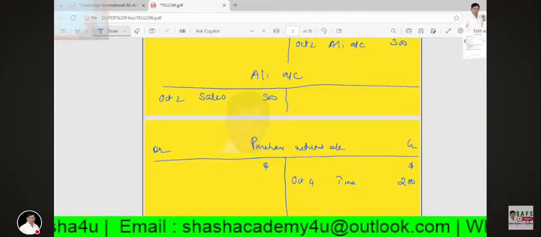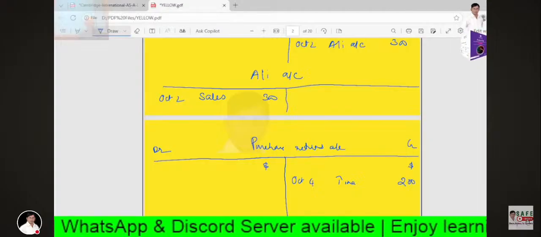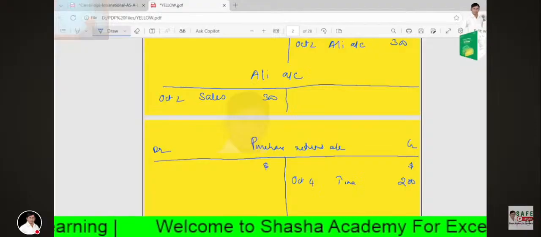You have to understand accounts. Unless you understand everything, we cannot do anything. The logical flow of concepts is very, very clear.